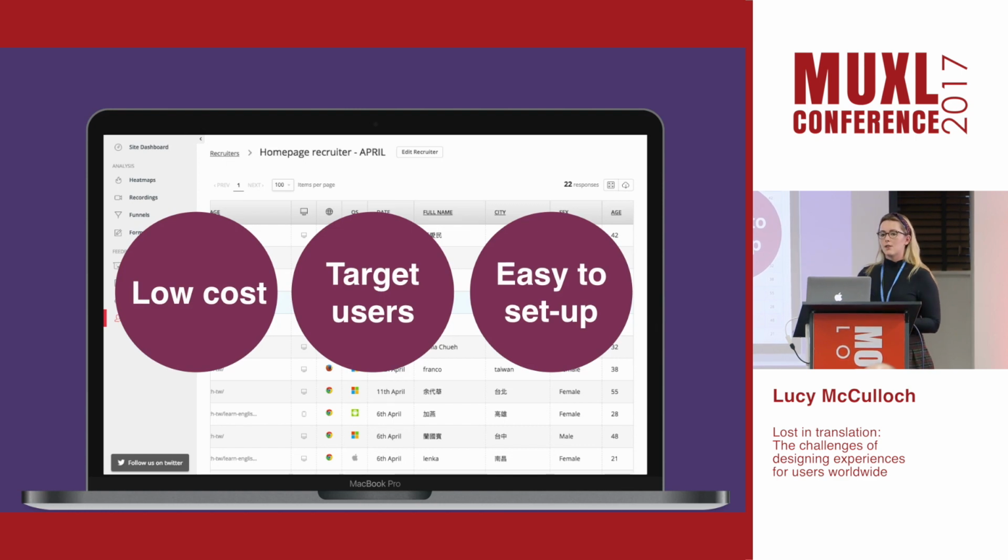The benefits of this are it's relatively low cost, so there's no recruitment fees or finder's fees. We know that we're targeting people that are interested in our product. They're coming to our websites. They're obviously interested in learning English. They're our target user group. And as I said, they're very easy to set up.